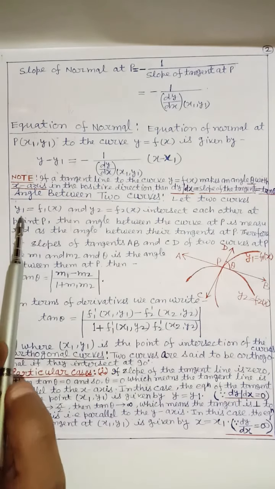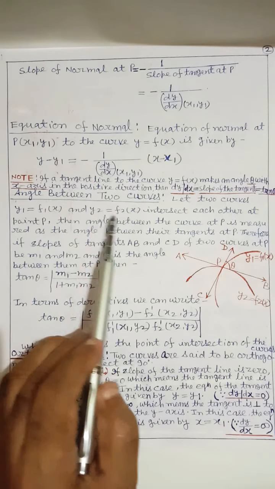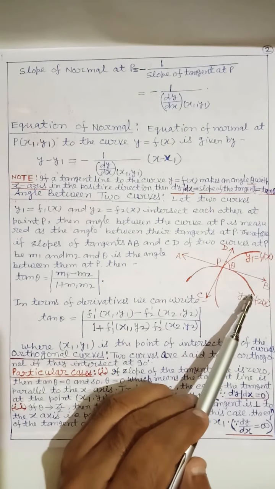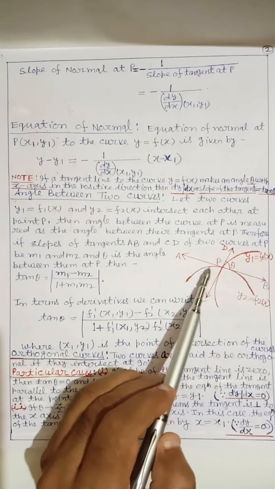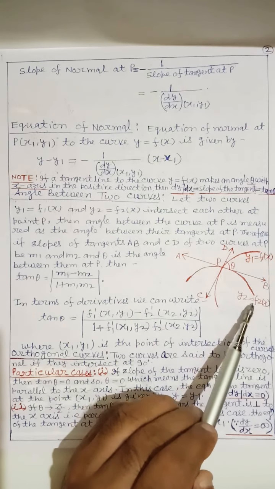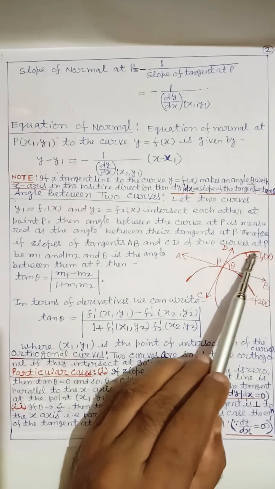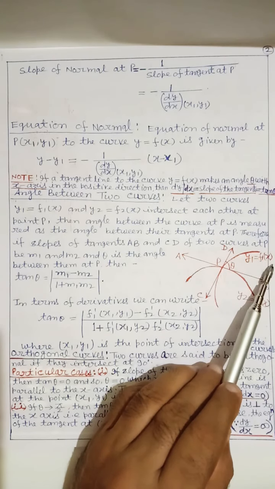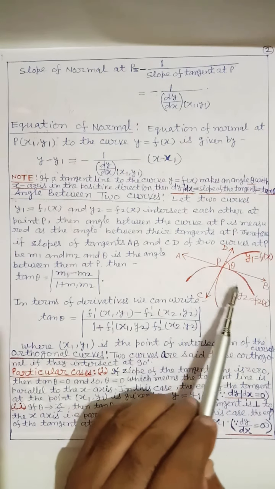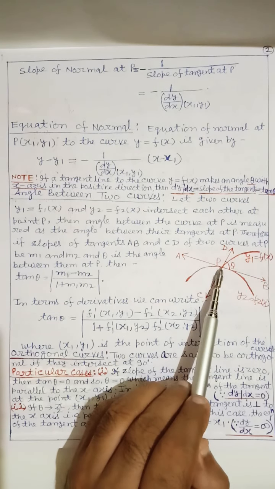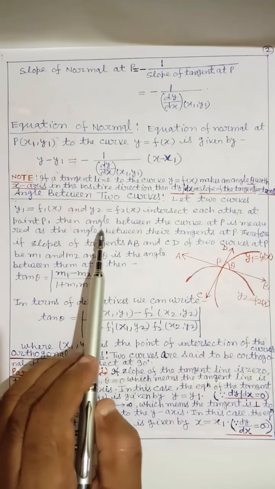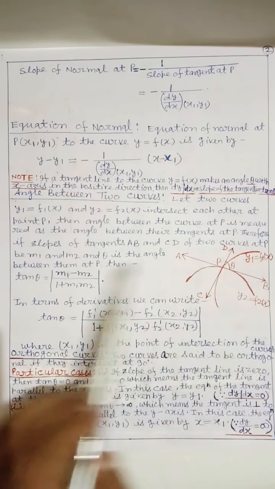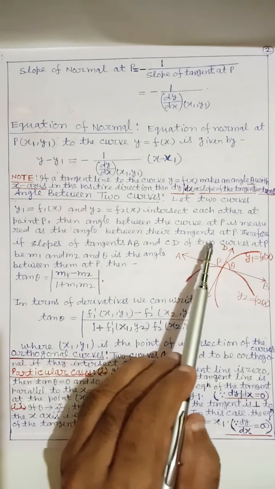Let two curves y equal to f1(x) and y equal to f2(x) intersect each other at point P. Here this curve is y2 equal to f2(x), and this curve is y1 equal to f1(x), and these two curves intersect each other at the point P. Then the angle between the curves at P is measured as the angle between their tangents at P.